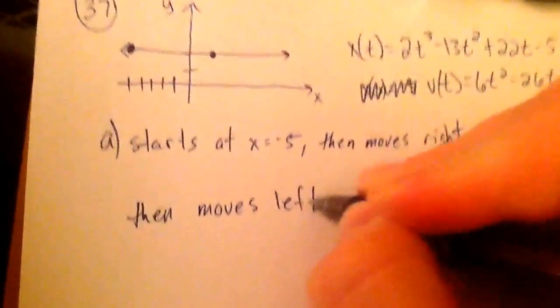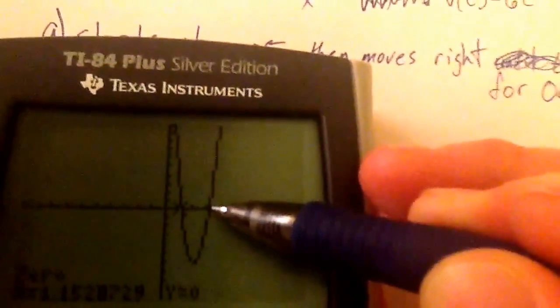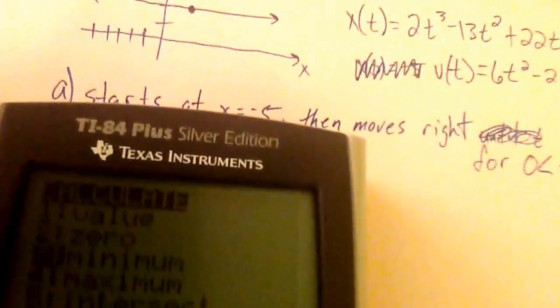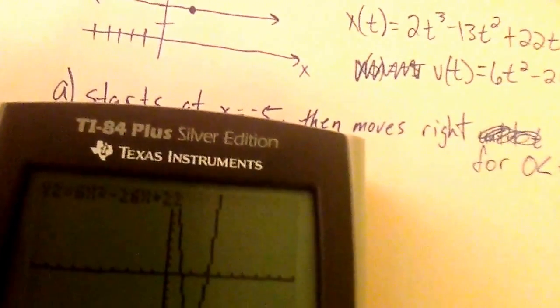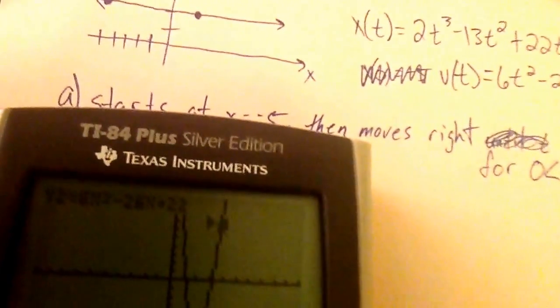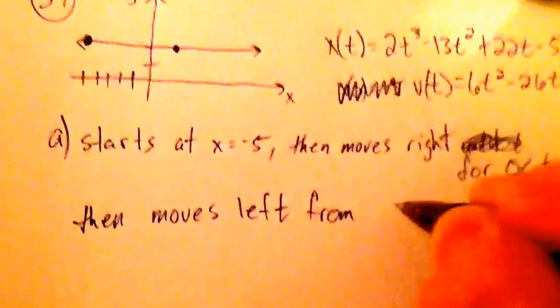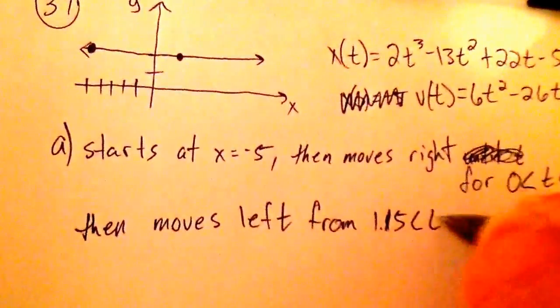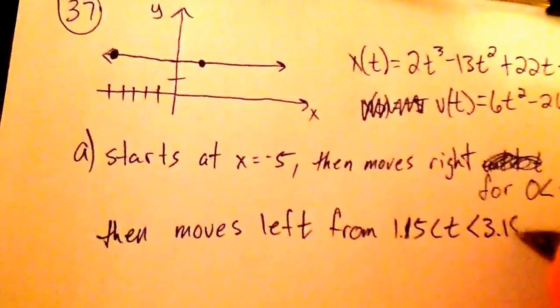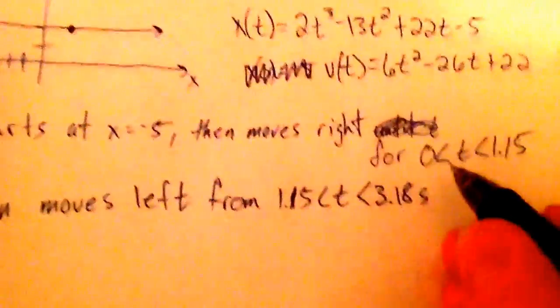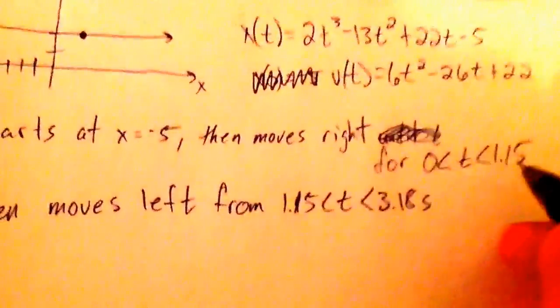We could figure out the point it stops and turns around. I don't know if we need that. Who cares? Then it's going to move left this whole time, right? Velocity is negative until right there. It's going to hit 0 again, and the velocity is going to become positive again. So let's figure out what that point is. This looks like 3.18. So it moves left from 1.15 to 3.18. And notice these don't have the equal to, because at 0 seconds it's not moving.